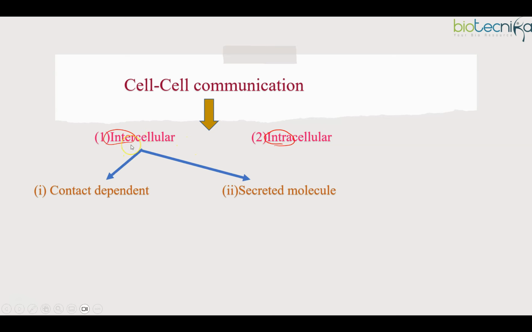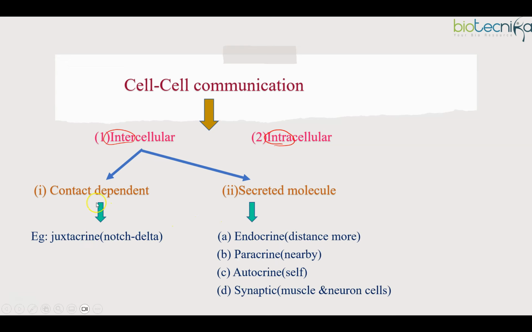If it is intercellular, in most of the cases one can be contact dependent, another can be through the release of a secreted molecule, which goes to the other cell where the receptor will be present. So contact dependent is called juxtacrine signaling. One example of this pathway is Notch and Delta signaling. Okay, one example of this kind of signaling pathway. Another one is secreted molecule. In secreted molecule, you have endocrine, paracrine, autocrine and synaptic.